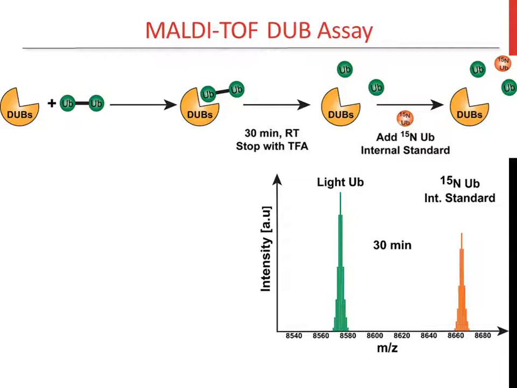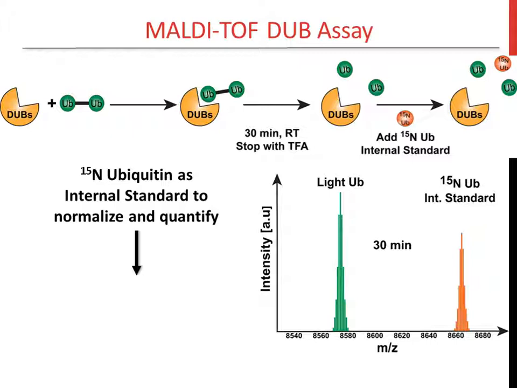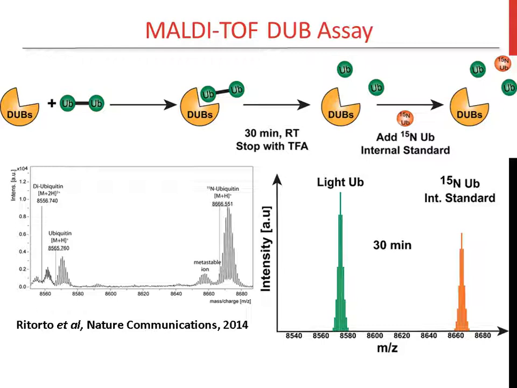And because we use this internal standard, this is very good to normalize and quantify, and this gives very high data robustness, as we have shown in this paper that we published in 2014 in Nature Communications. Here you see a real spectrum where you see on the right-hand side the N15 labeled ubiquitin, and on the left-hand side you see the monoubiquitin.